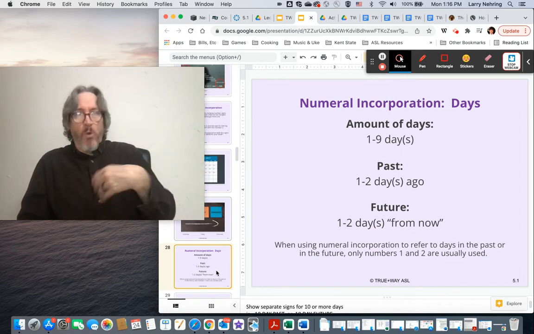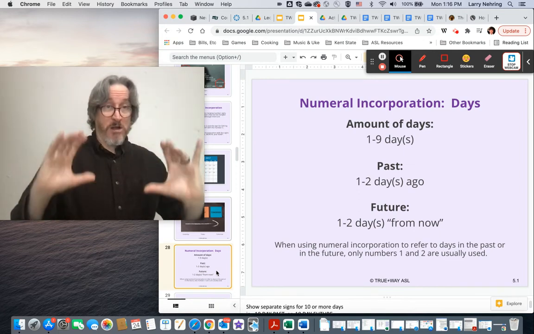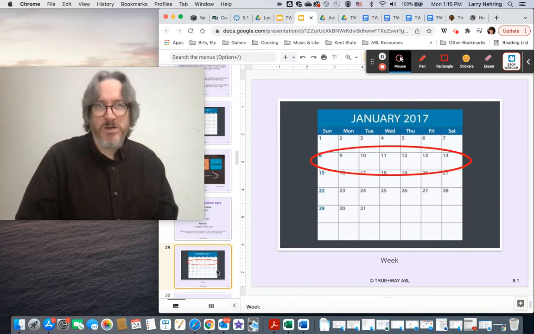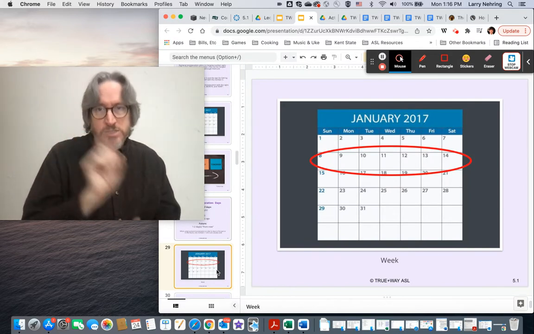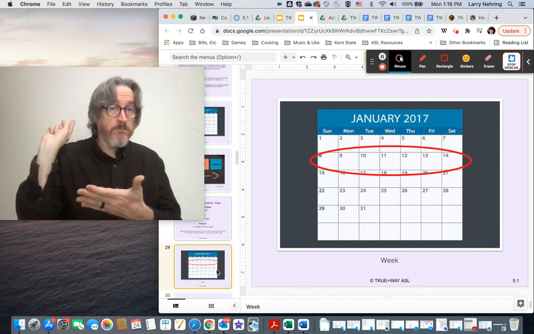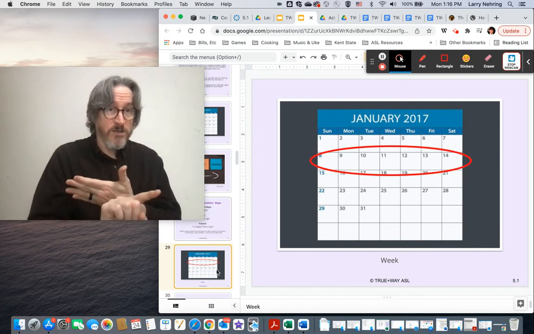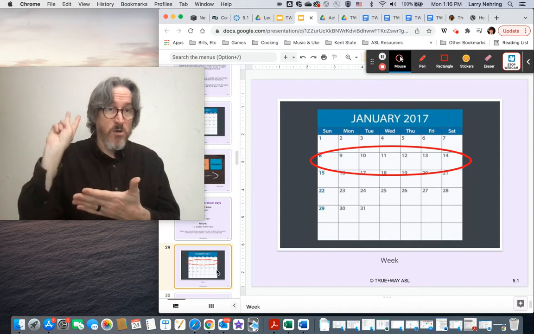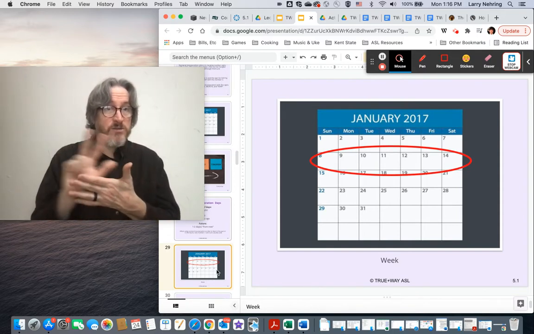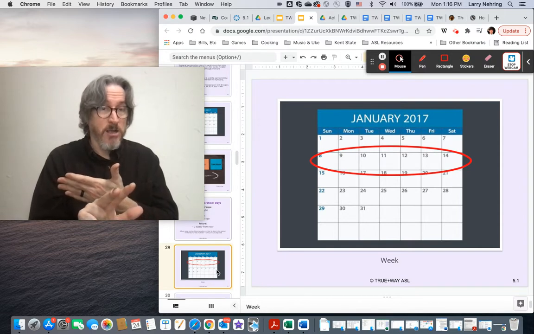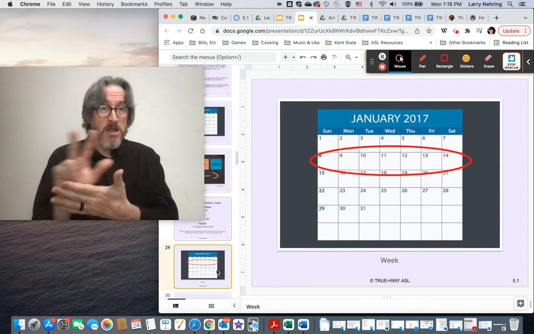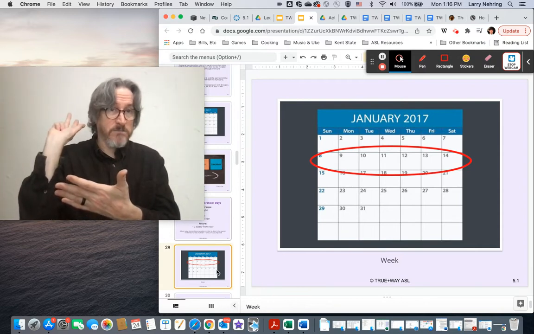Watch the snapshot videos and their conversations, and you'll see examples of these. In class, we can practice all this stuff. So: week, last week, next week, 2 weeks ago, 2 weeks in the future, 3 weeks past, 3 weeks in the future. What's nice is we can put future and past right into the sign.